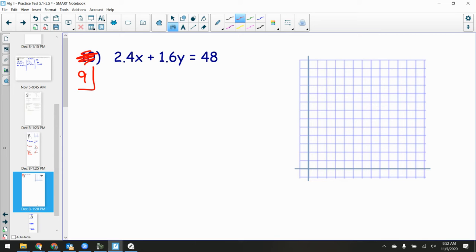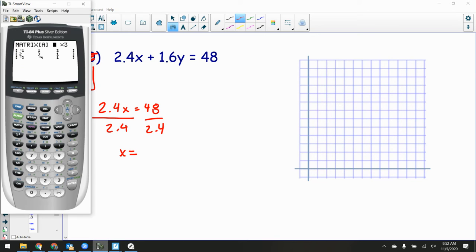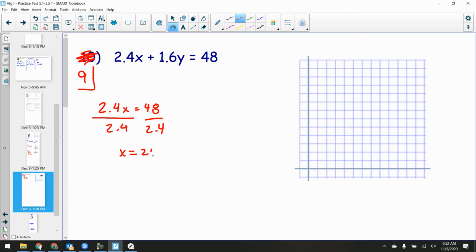All right, so here's my equation. It gives you the equation, right? So all I'm gonna do is do that same process where I plug 0 in for y. I say 2.4x is equal to 48, and I divide by 2.4. So x is gonna be 48 divided by 2.4, which is 20.